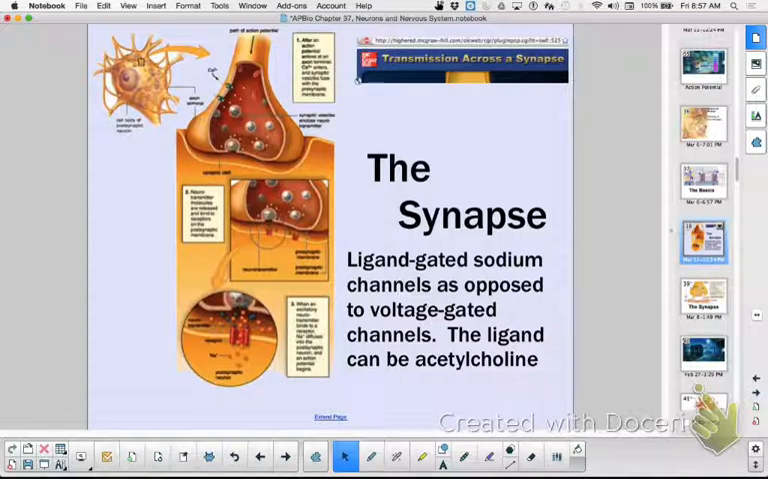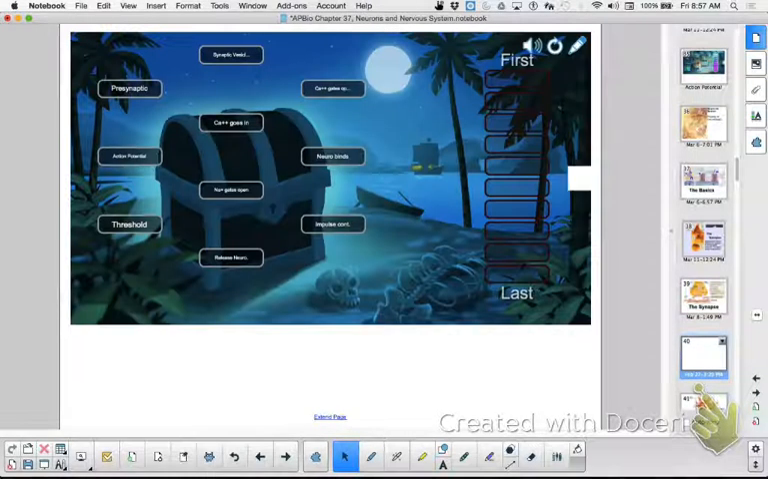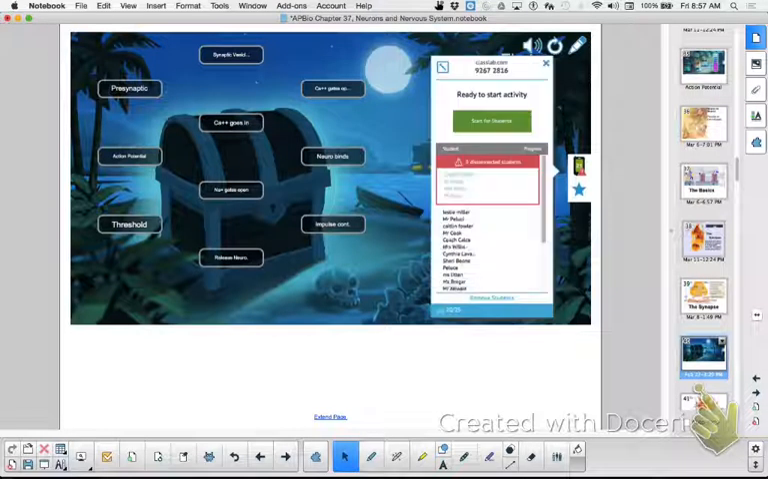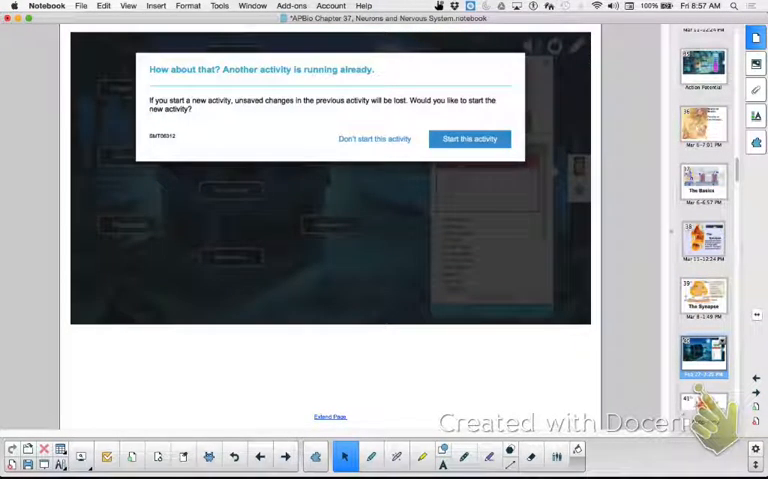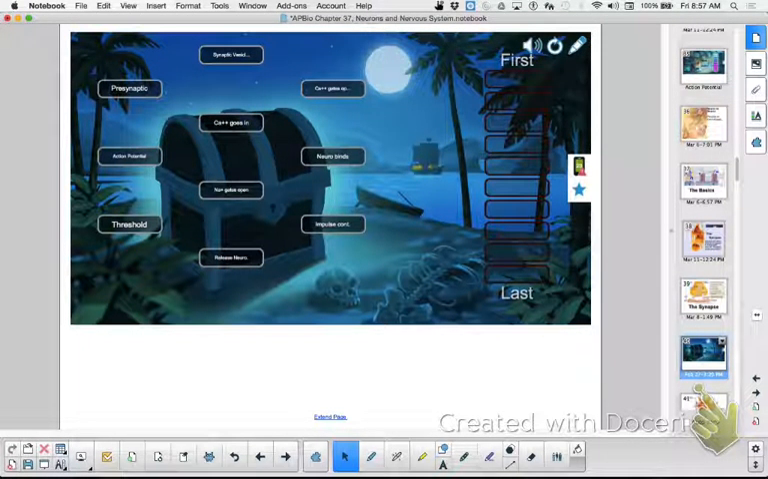It is time to search for treasure. It's tight. Oh, so I have to start it? Oh, criminy. I'm going to pause you for a minute.